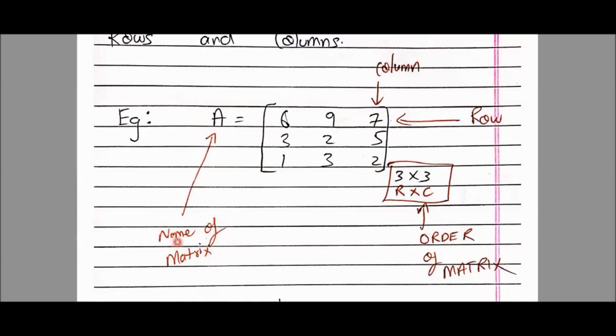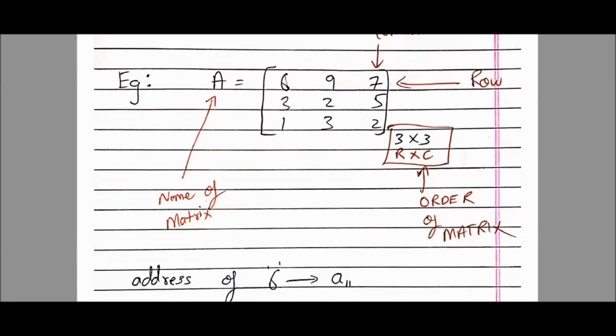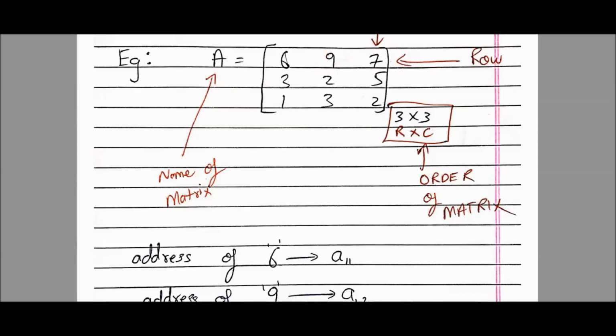Here comes the name of the matrix. It's a rule that the name of a matrix should always be a capital letter. It can be any alphabet, but it should be a capital letter. Now let's proceed to some other concepts which are more interesting.